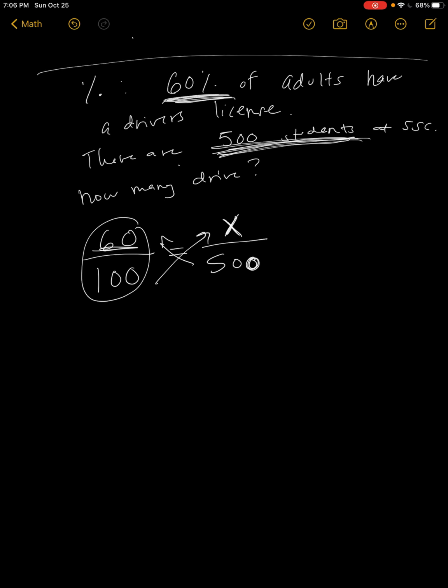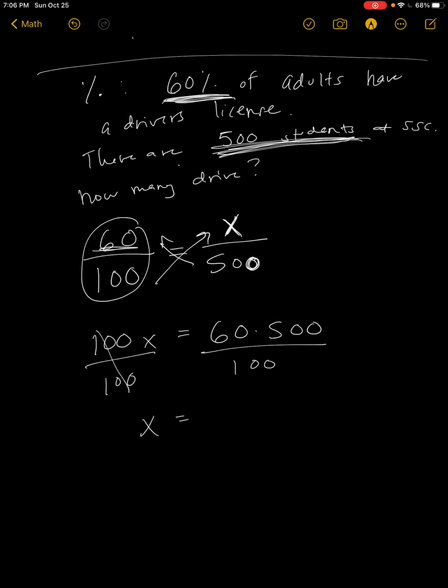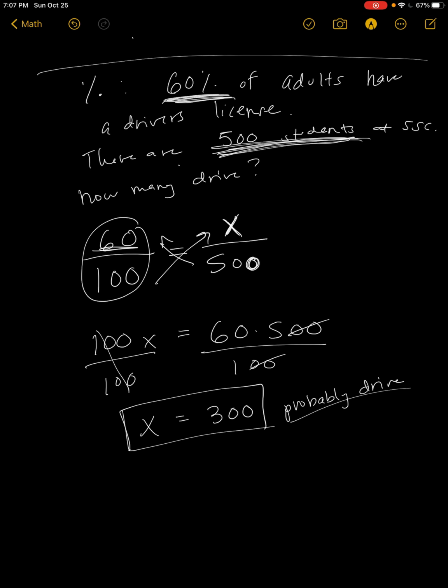And again, I picked numbers that are going to be hard. 100 times x equals 60 times 500. I'm going to do the division first, because then I can just do that. So 60 times 5, 5 times 6 is 30, so it should be 300. So 300, so we're going to estimate out of all of the students, about 300 of them probably drive. Okay?